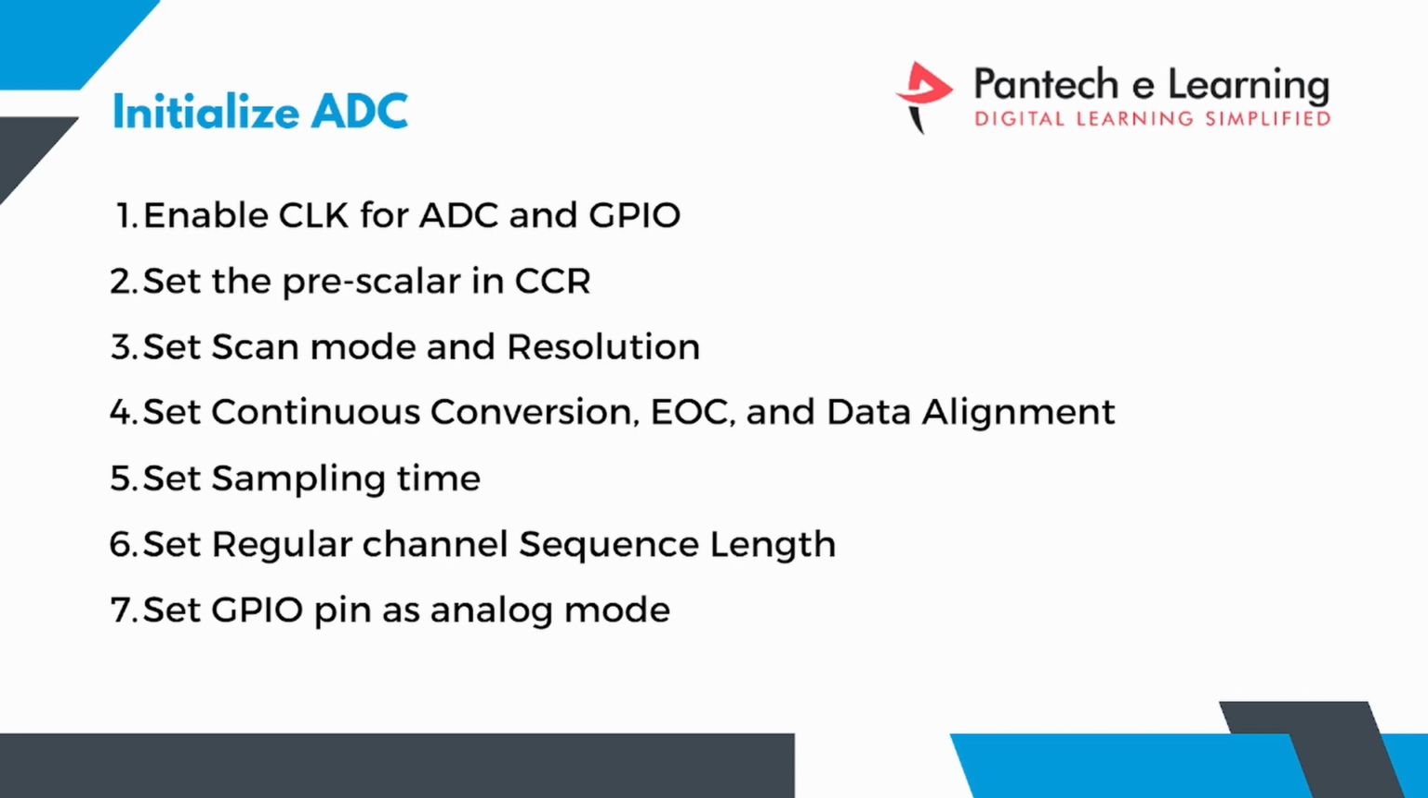Then we have to set the sampling time, the time for each conversion. Then set the regular channel sequence length, and finally we have to set the GPIO mode register as analog. So these are the things we will do in the initialization settings.